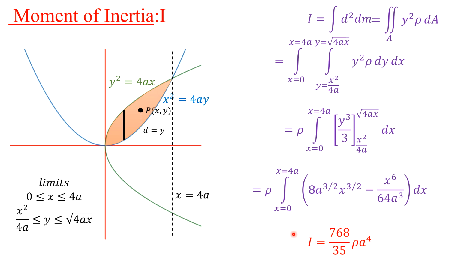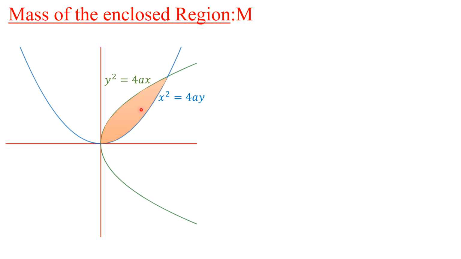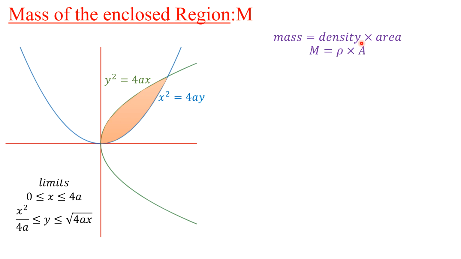Now see here we got answer in terms of density, that is rho. But sometimes you may be asked to find moment of inertia in terms of mass of the body. So here let's calculate mass of this region. So mass of the enclosed region M. We have to find mass of this region. We know that mass is density into area. So M is equal to rho into A.